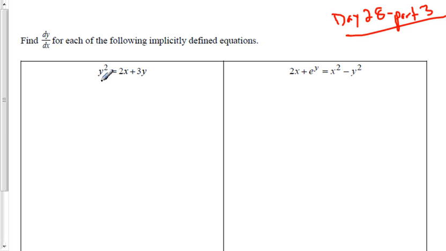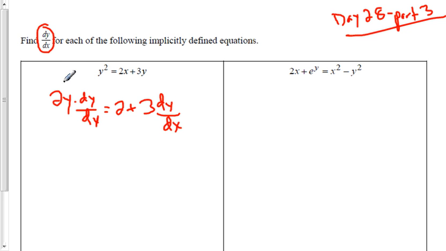So now we're going to do the same thing we were just doing. Take the derivative of y squared. Again, that's the power rule, so we get 2y, but since it's y, we have to multiply that by dy/dx. It's equal to the derivative of 2x, which is just 2. Now it would be dx over dx, but we're not going to write that because dx divided by dx is 1. And now the derivative of 3y is 3 dy/dx, because everything's with respect to x.